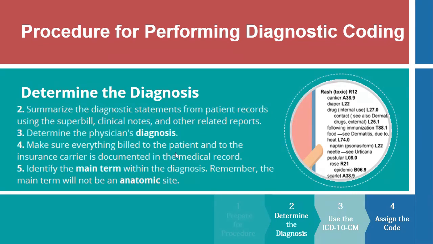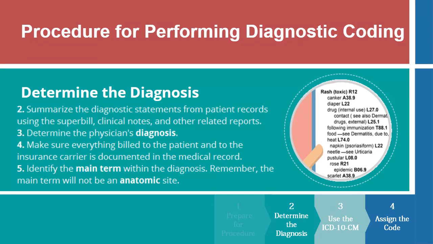Make sure everything billed to the patient and to the insurance carrier is documented in the medical record. So you never want to choose a code that is not documented in a patient's medical record. It has to be documented, okay? If an insurance company comes back and needs more information, like a copy of the medical record note, then that notes that patient's visit for the day should indicate that code, okay?